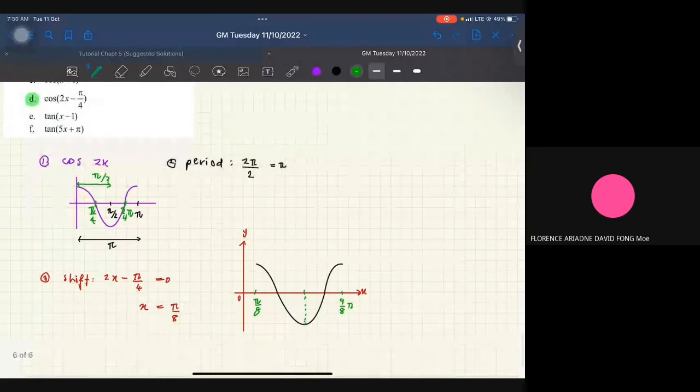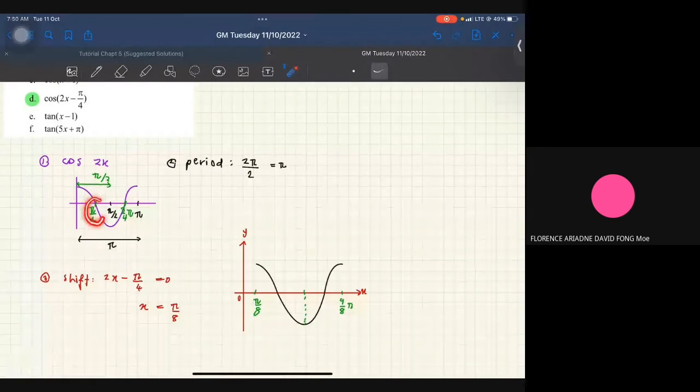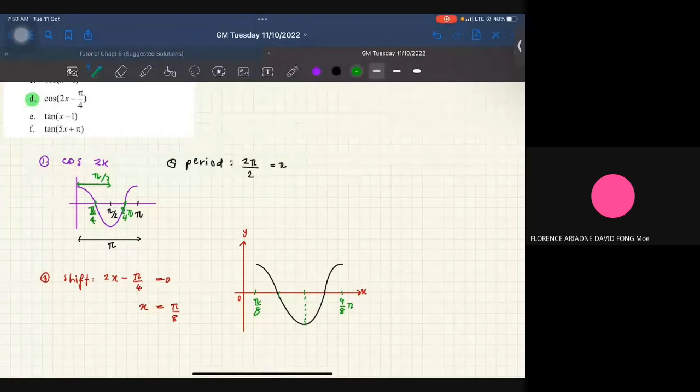Okay, in the middle, tengah-tengah dia. So we know that dekat sini pi over 4. So pi over 4 plus dengan pi over 8. So dapatlah dekat sini pi over 4 plus pi over 8 berapa ni? Pi over 4 plus pi over 8. You get 3 over 8.